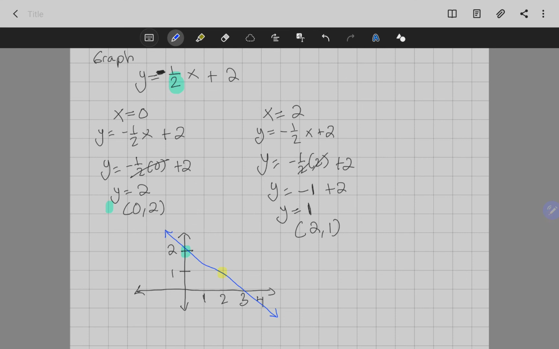So when it comes to the problems that just ask you to graph, pick 2 points. Like I said, you can always pick x equals 0. If you don't want to pick that one, you're going to pick 1, 3, 5, negative 1, negative 2. That's fine. It will work out. And that's pretty much everything for this lesson.